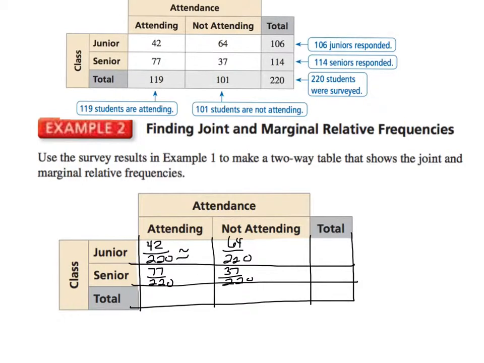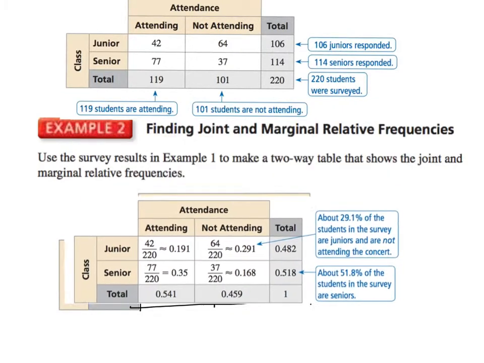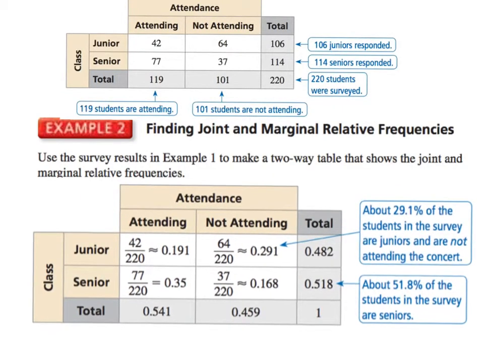I'm going to bring up a better picture here, but we're going to divide everything by 220 because that gives us our decimal values. So 0.191, 0.291, and so on. We take each of these joint frequencies, divide it by 220 because that's not in rows or columns, and that gives us our joint relative frequency.